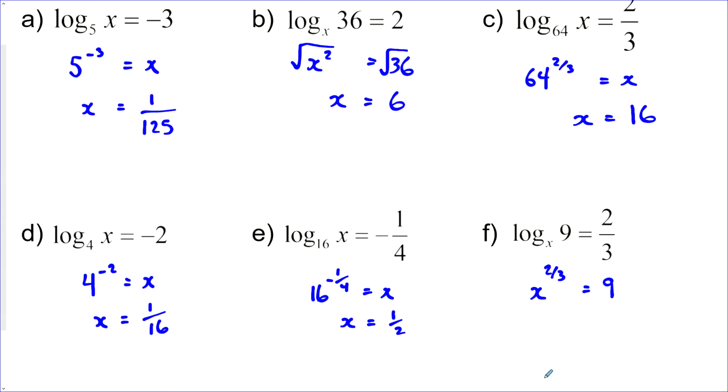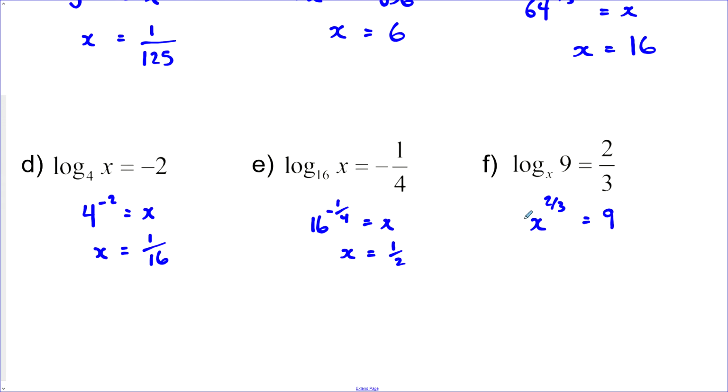And this one, let's do some algebra. Let's raise each side to the power of 3 over 2, which is taking the square root of each side and then cubing each side. That will get rid of these exponents. So we get that x is equal to 27.